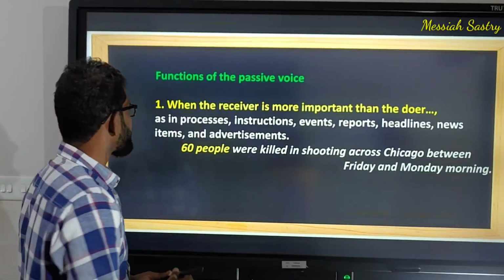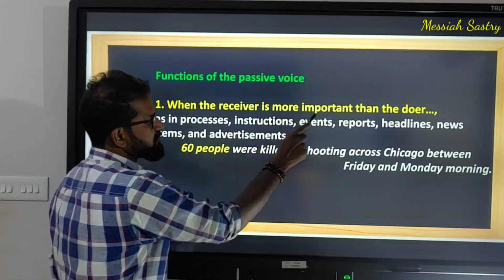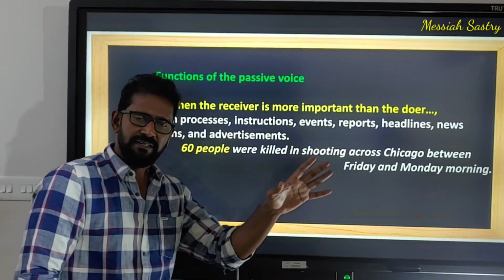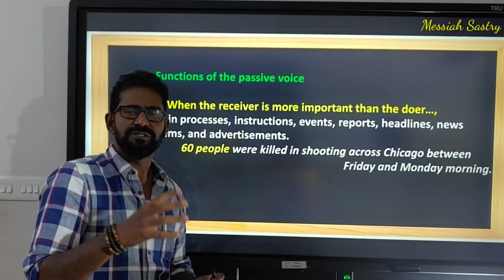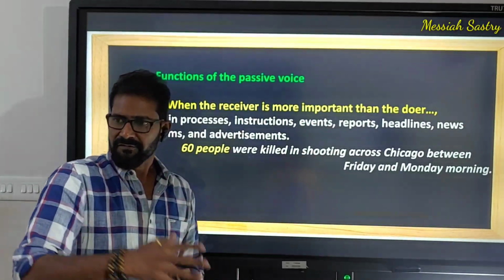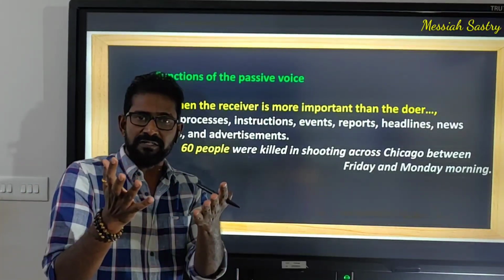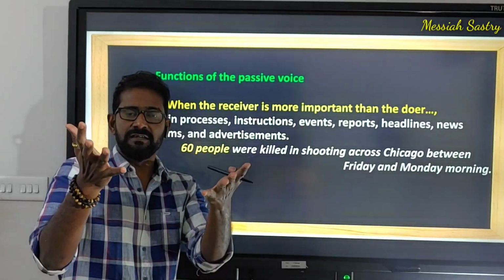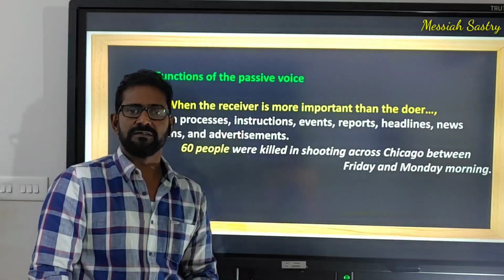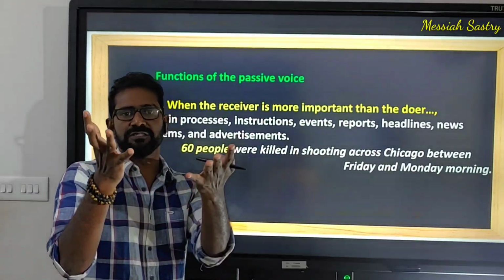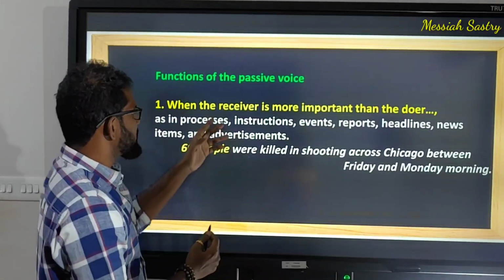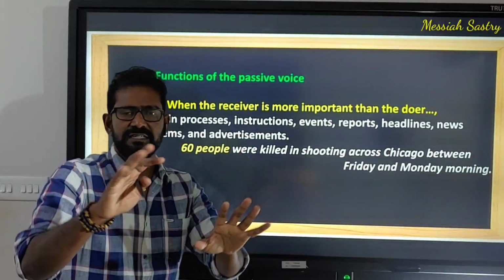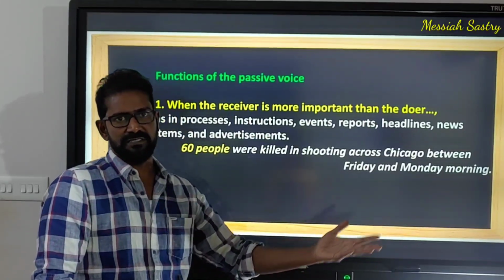Let us see now. When the receiver is more important than the doer. Thor is killing Thanos. Suppose you want to tell everyone that you give more importance to Thanos, being a supervillain. He is being killed by Thor. So you want to highlight Thanos. Then we are supposed to use passive voice. For you, Thor is not to be considered; Thanos is to be considered.